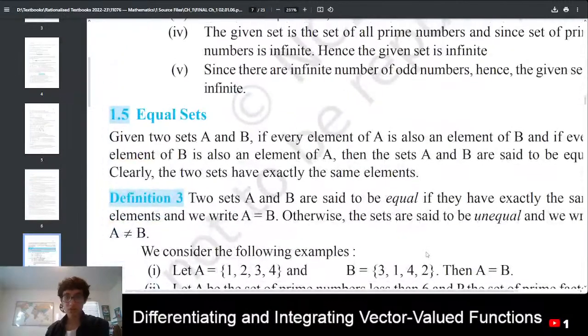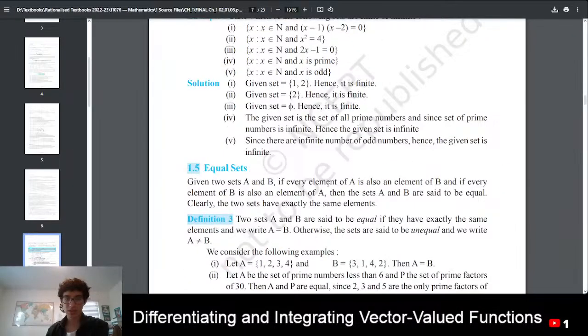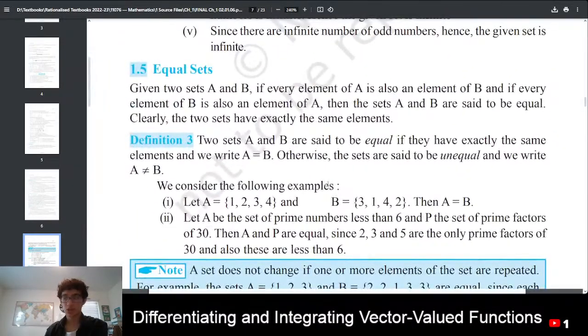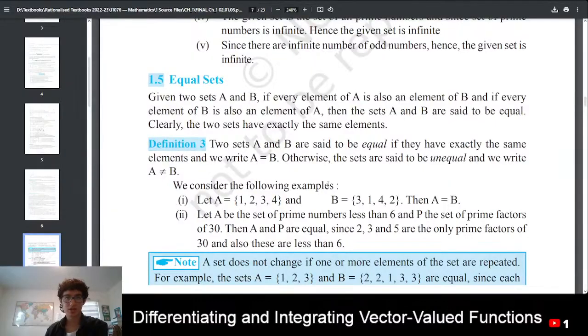Equal sets. How can we see if 2 sets are equal? Just like with algebraic expressions, matrices, vectors, all those things we can check for equality, you can do basically the same thing even with sets. To check if 2 sets are equal, all the elements have to be the same. So all the elements of A have to be in B, and all the elements of B have to be in A. Everything should overlap. So you write A equals B if they have the exact same set of elements. Otherwise, the sets are said to be unequal, and you write A is not equal to B. So the same idea, you put an equal sign or an equal sign with a slash.